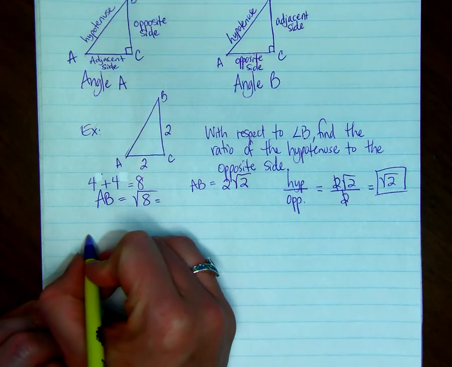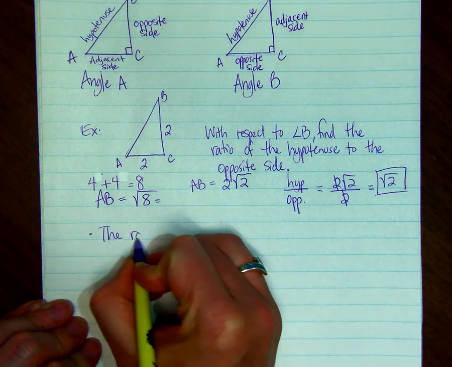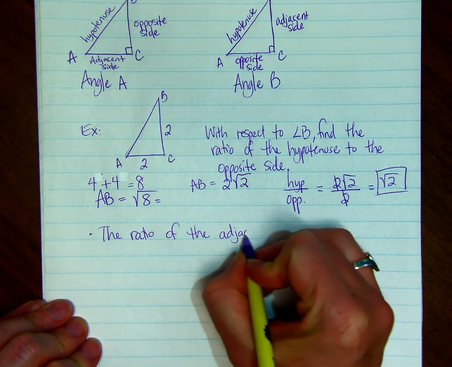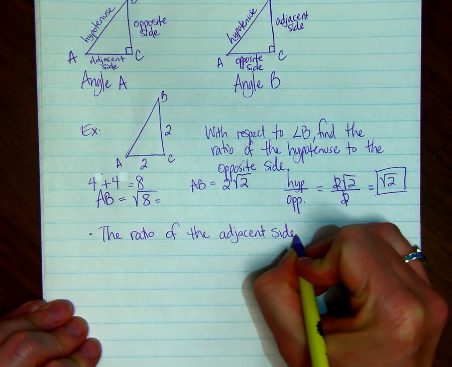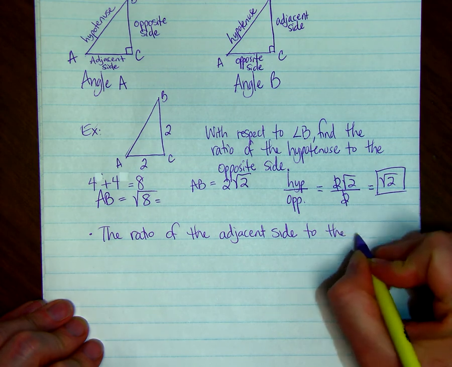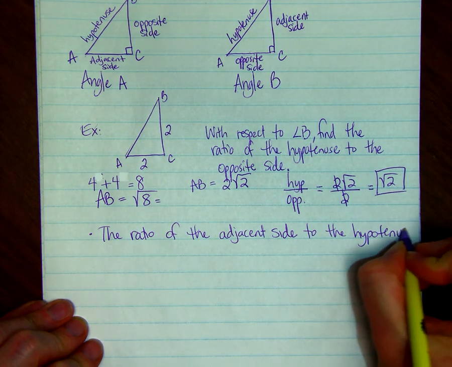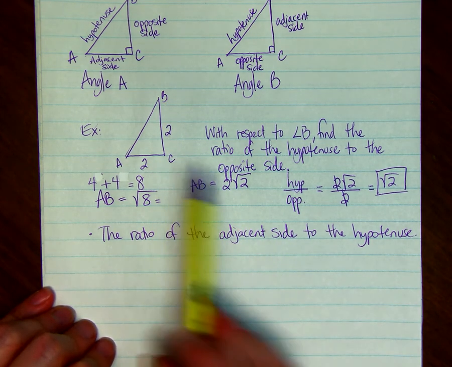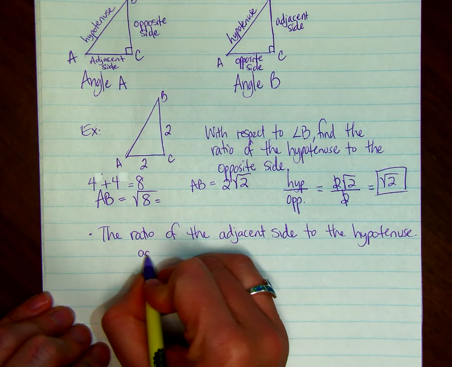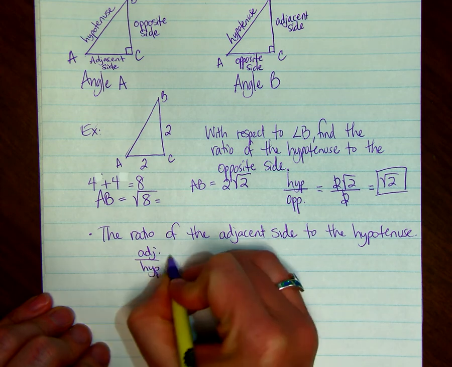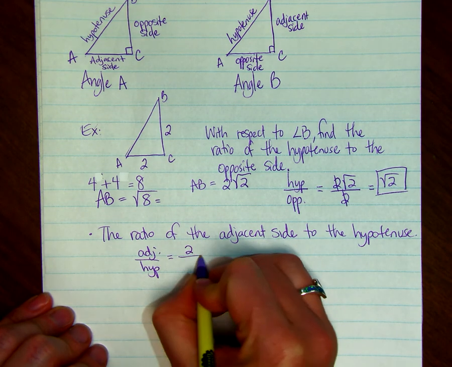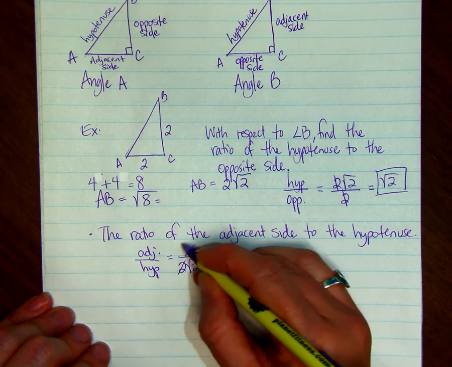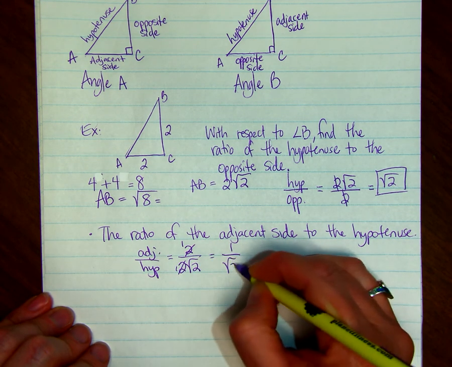Now, what if we needed to find the ratio of the adjacent side to the hypotenuse? Well, we would take the adjacent side, which is BC, and that's 2, and the hypotenuse was 2 square root of 2. We'll cancel these out and we get 1 over the square root of 2.